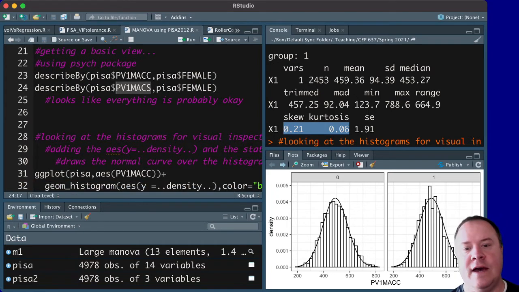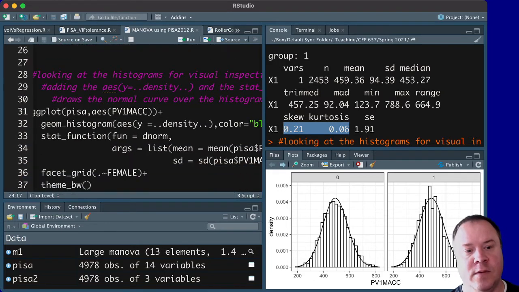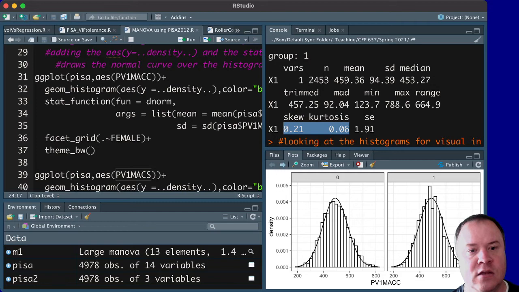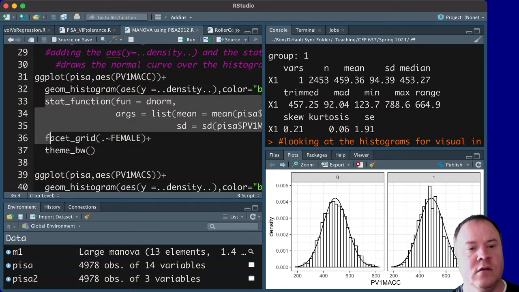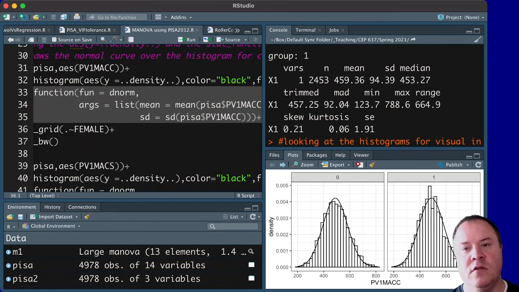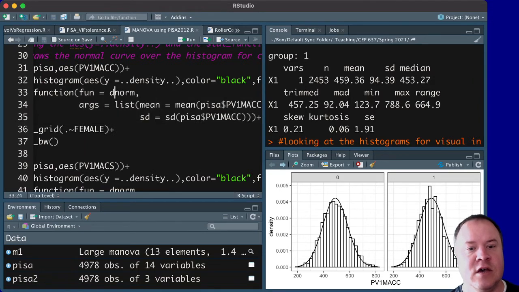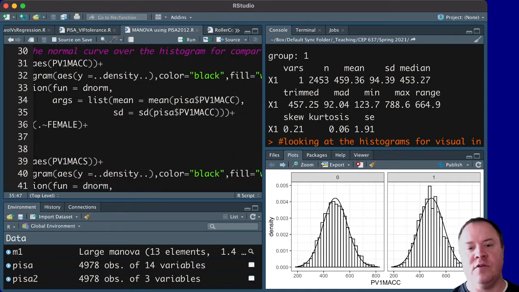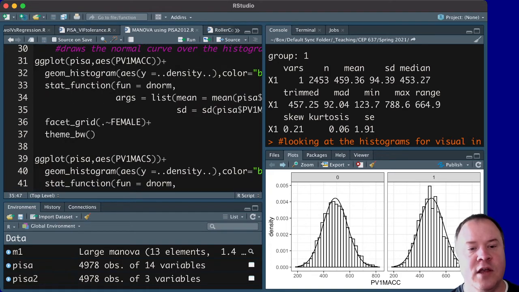But then we could also look at histograms for visual inspection. And so by adding this component to the geom_histogram line, as well as this stat_function component here, we're going to get a normal distribution. So that's what this dnorm means, with the mean being the mean of this variable and the standard deviation being the standard deviation of that variable. So if something had the same mean and standard deviation, what would the distribution look like? And it draws the distribution on it. And then this facet_grid breaks up the plots based on the groups, males and females.